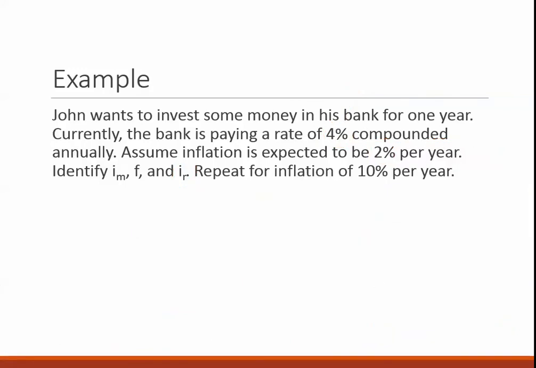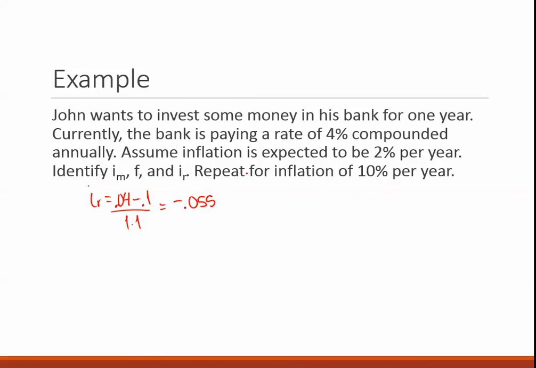Okay, so now let's do it for inflation of 10% per year. So i sub r is equal to, in this case, 4% or 0.04 minus 0.1 over 1.1, and this is equal to negative 0.055.